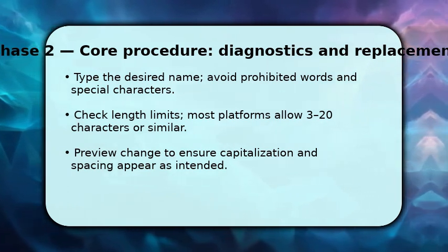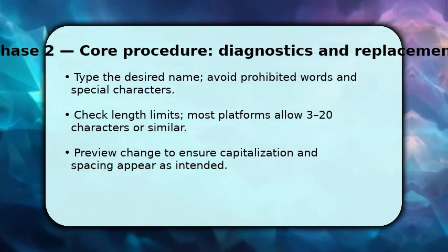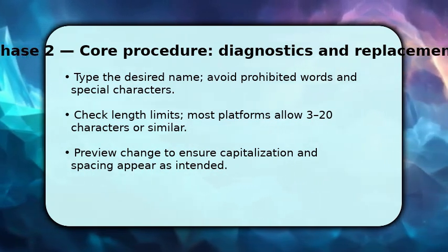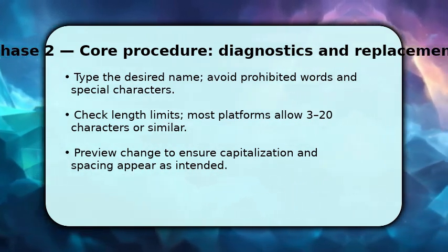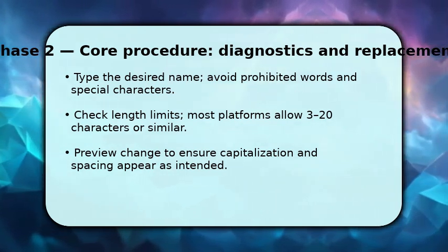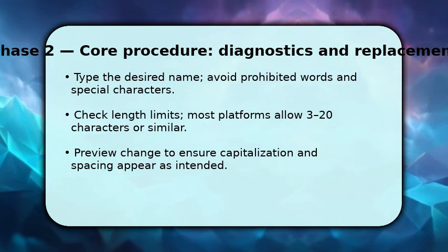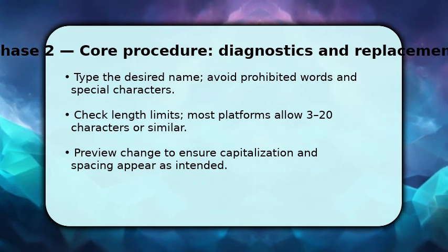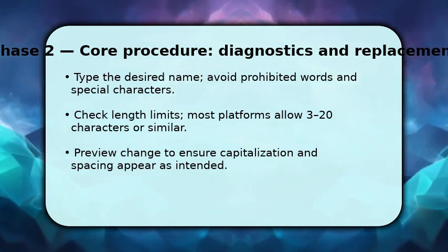Type with correct capitalization and spacing, because once saved you may need to repeat steps to correct mistakes. If the platform enforces filters, remove prohibited terms or extra symbols. That's why validation can fail. After typing, use the preview or confirm step to verify appearance and character count. If everything looks right, submit to apply the change.